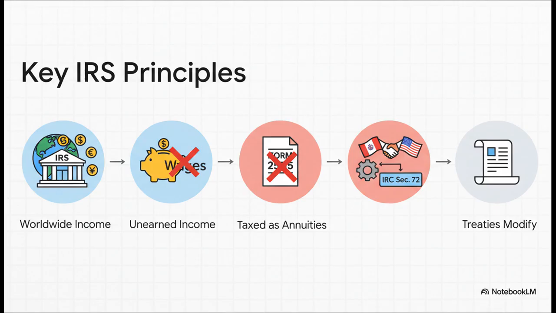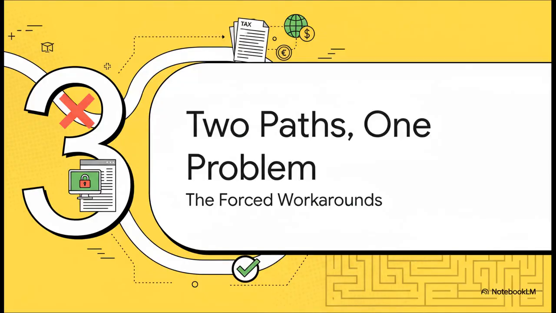Instead, the IRS basically treats it like an annuity, a stream of payments. And while tax treaties might change how much tax you pay, they almost never let you off the hook for reporting it in the first place. So because the software traps you in this endless loop asking for an EIN, most people get funneled down one of two paths. And honestly, neither of them is perfect. But one is way, way better than the other.